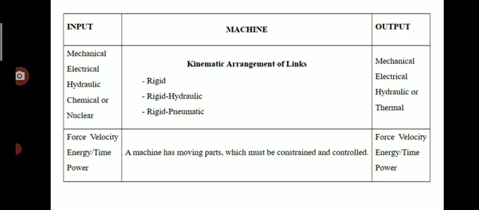So let us see here, a machine has certain input and output. The input may be mechanical, electrical, hydraulic or nuclear energy, and inside that machine you will see a kinematic arrangement of links. Rigid links, and hydraulic and pneumatic links are there, and the output will again be mechanical, electrical, hydraulic and thermal energy. So a machine has moving parts which must be constrained and controlled. In case of input, there may be force, velocity, energy, time and power. In case of output also, we get force, velocity, energy, time and power.